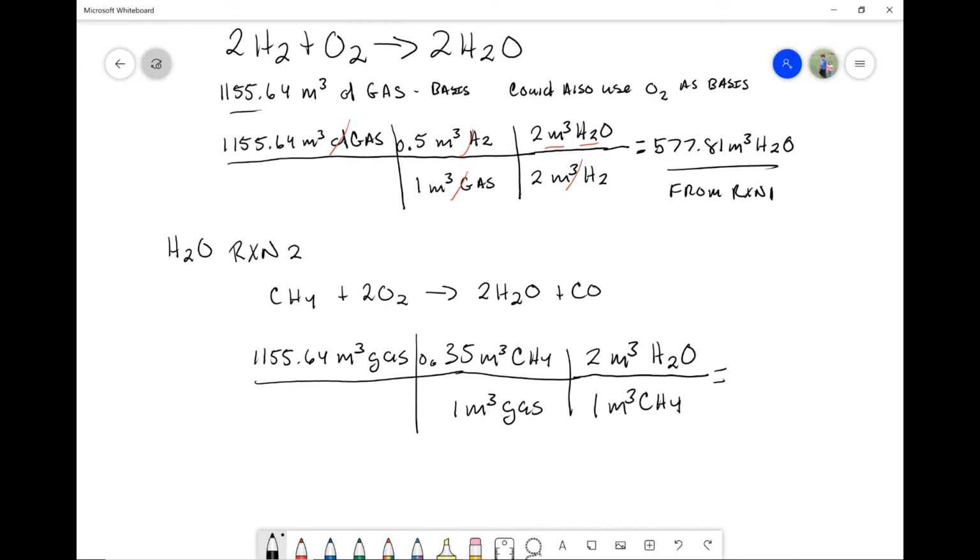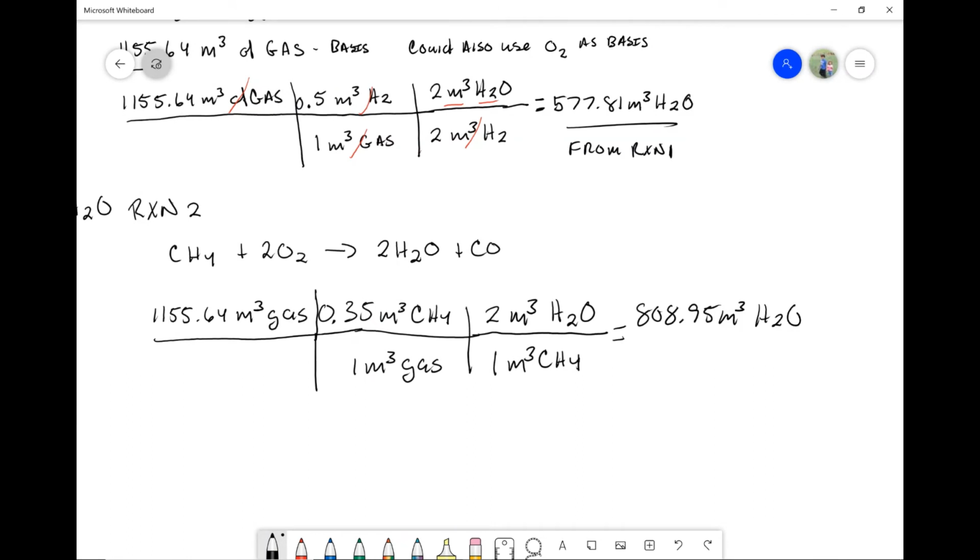And so 1155.64 times 0.35, and then this time times 2. So a little bit more water coming out of here. And I got 808.95, kind of a familiar sounding number. And this is from reaction 2.